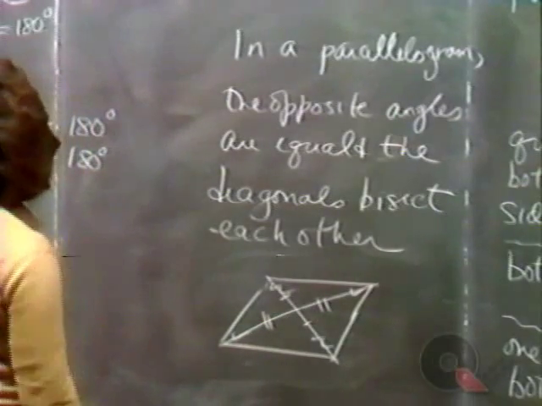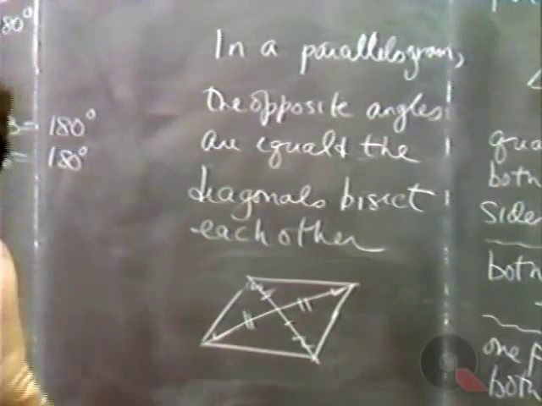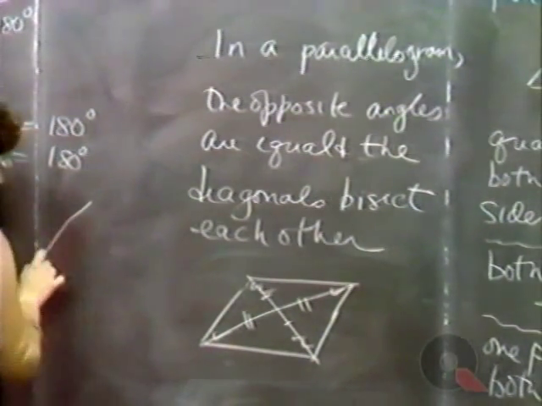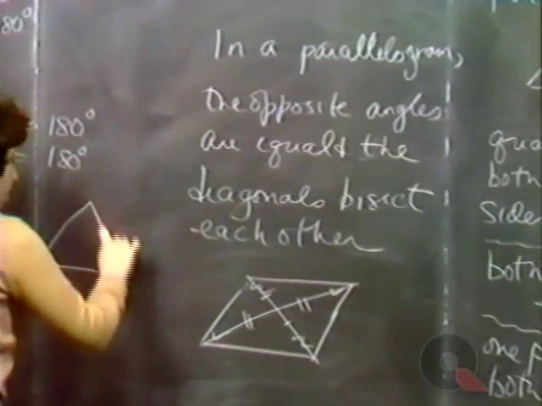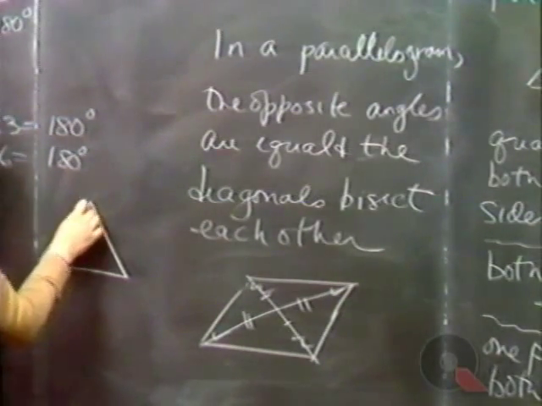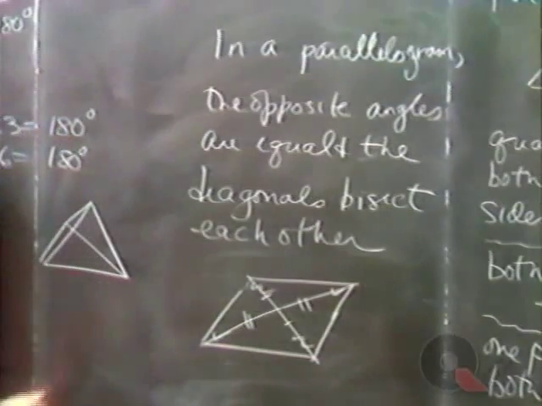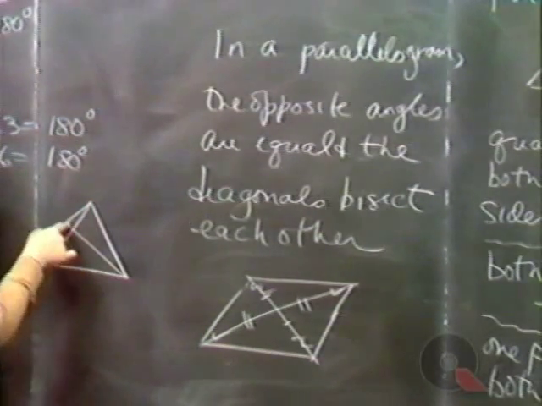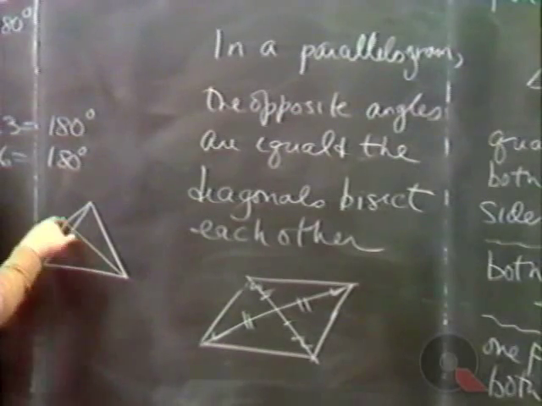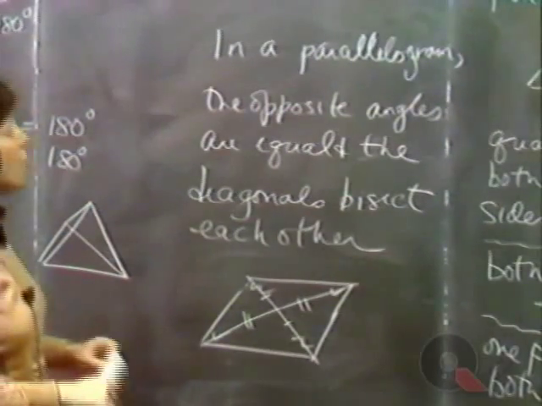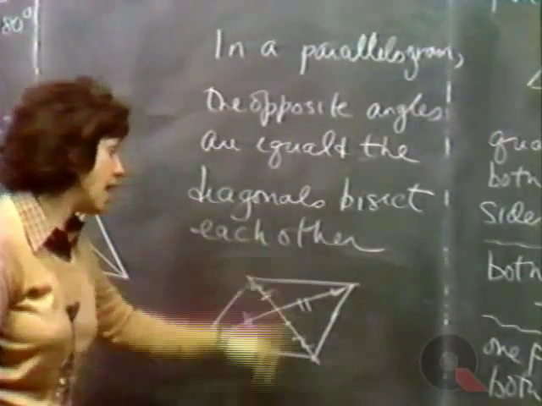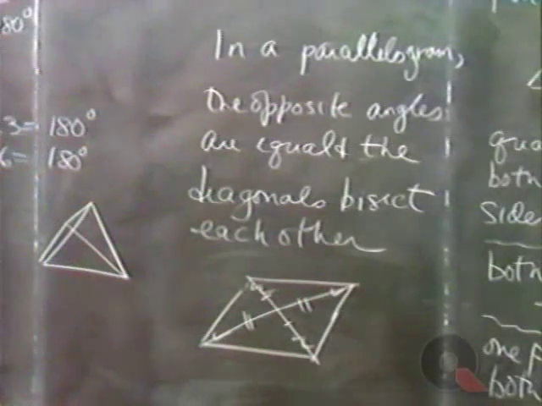Okay, now this is not true in general for any old quadrilateral. If you have a quadrilateral like this, here's one diagonal, here's the other. It is clear that this diagonal does not divide this one into two equal segments. But if your quadrilateral is a parallelogram, then the diagonals will certainly bisect each other.